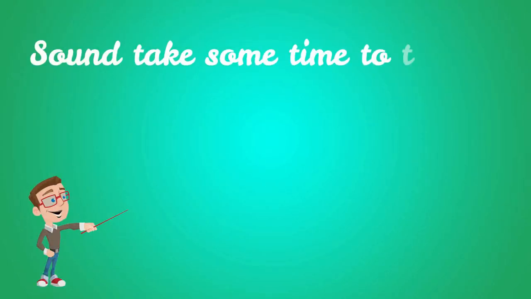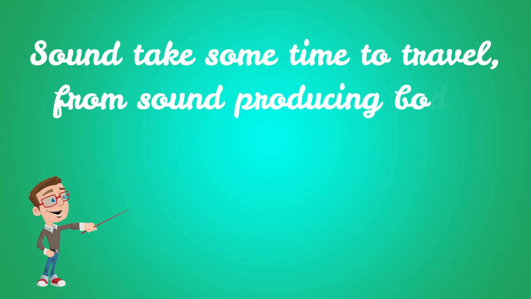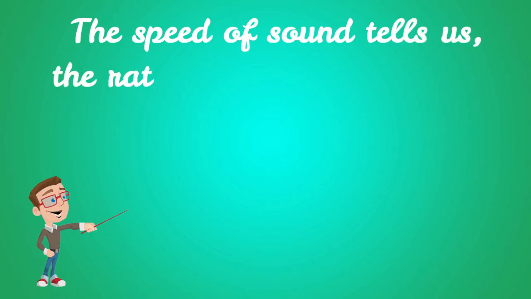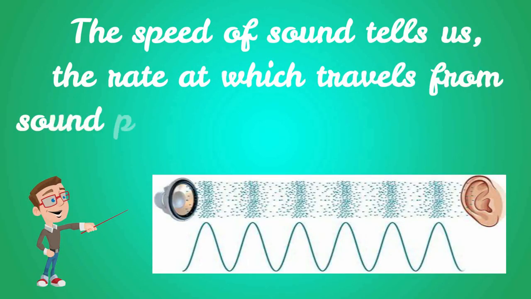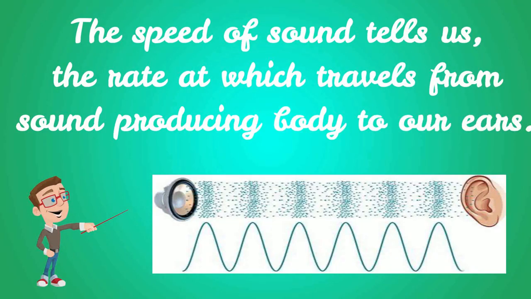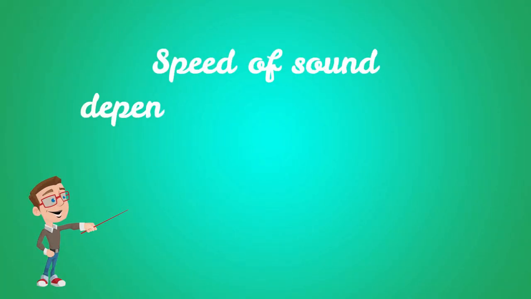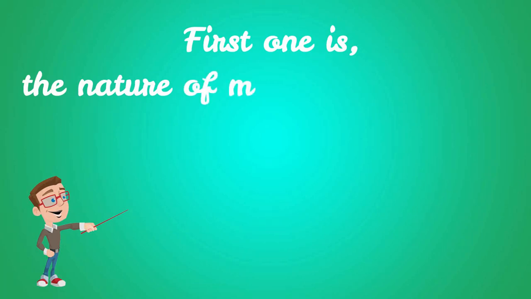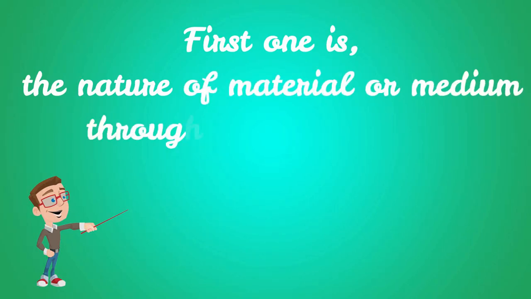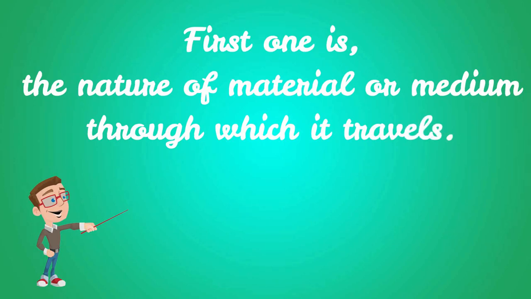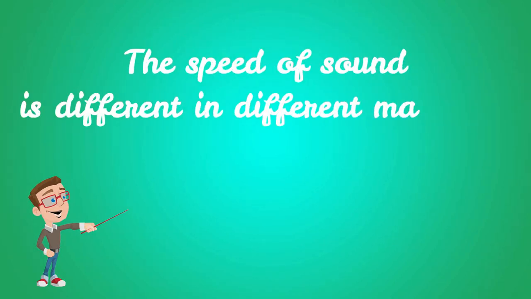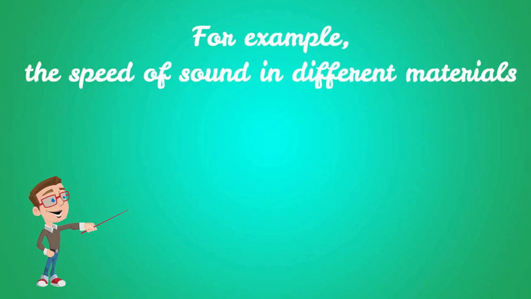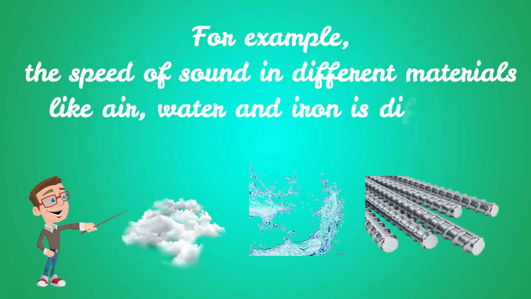Sound takes some time to travel from the sound producing body to our ears. The speed of sound tells us the rate at which sound travels from the sound producing body to our ears. The speed of sound depends on a number of factors. The first one is the nature of the material or medium through which it travels. The speed of sound is different in different materials. For example, the speed of sound in materials like air, water, and iron is different.